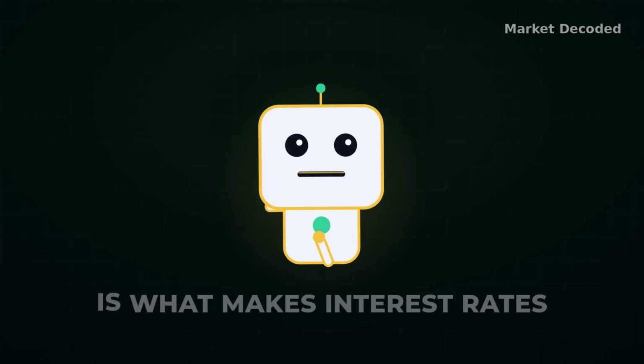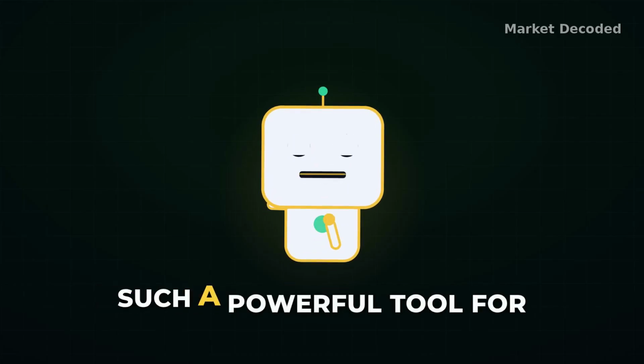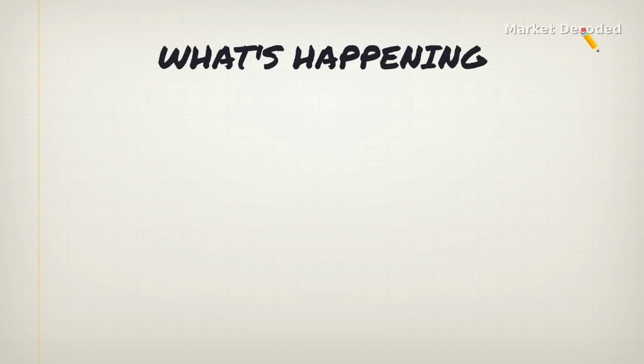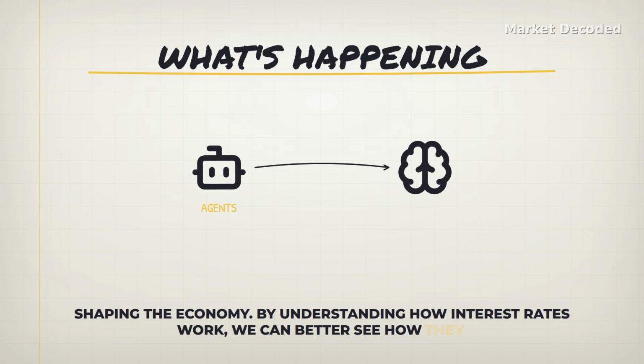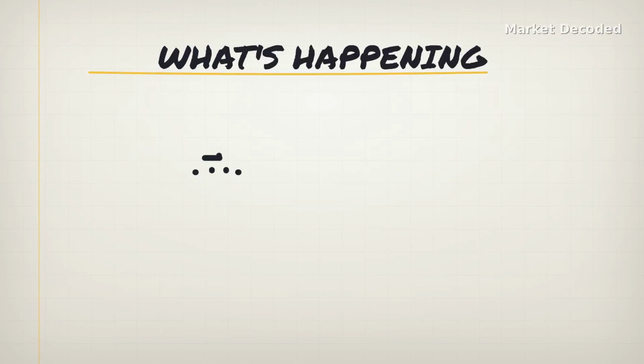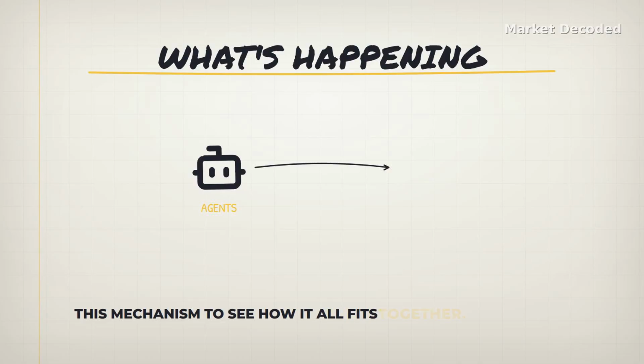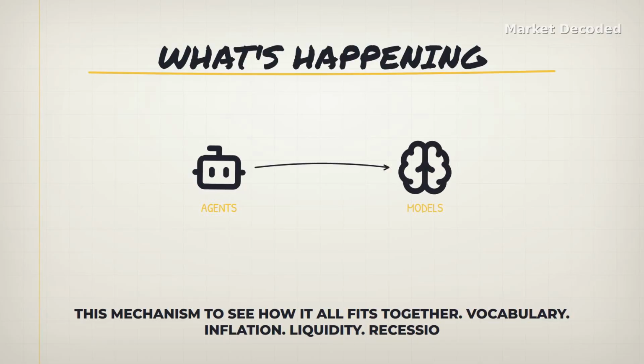This ripple effect is what makes interest rates such a powerful tool for shaping the economy. By understanding how interest rates work, we can better see how they impact our daily lives and the broader economy. So, let's keep exploring this mechanism to see how it all fits together. Vocabulary: inflation, liquidity, recession, macroeconomics.